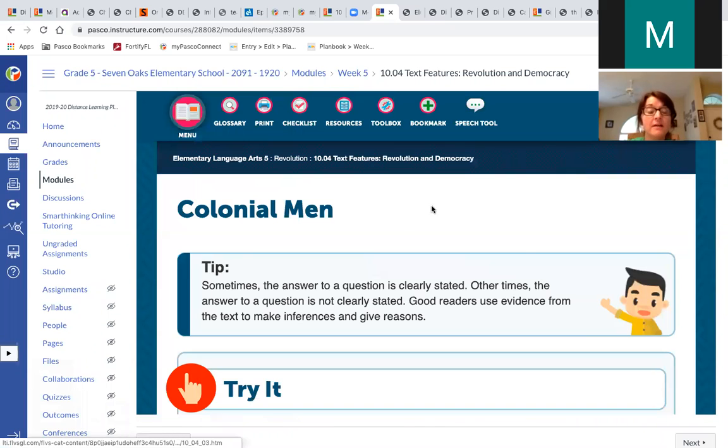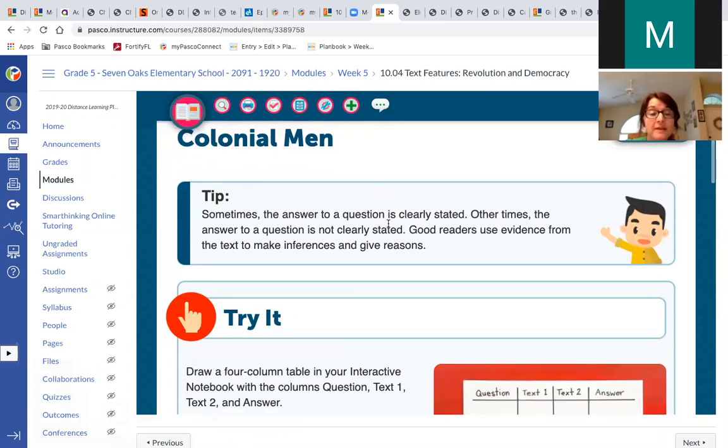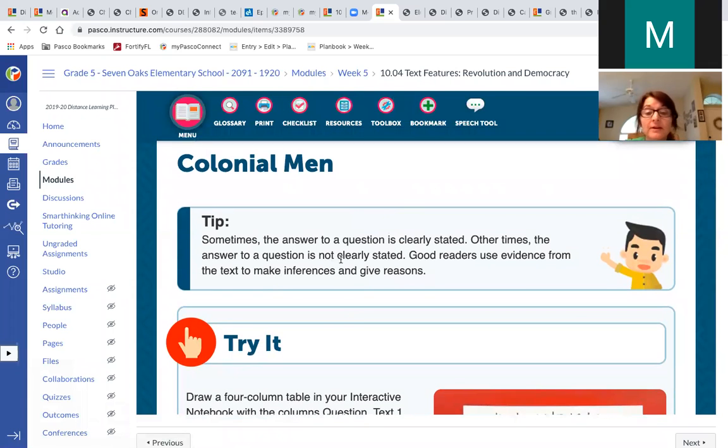Okay, moving along. Colonial men. Okay, so you're going to go ahead and read through here. Sometimes the answer to a question is clearly stated, but other times the answer to the question is not clearly stated.